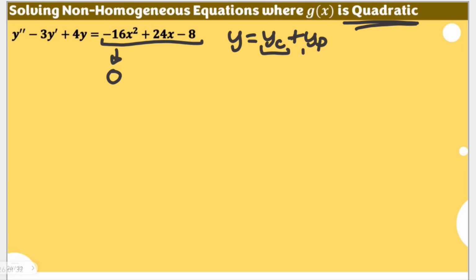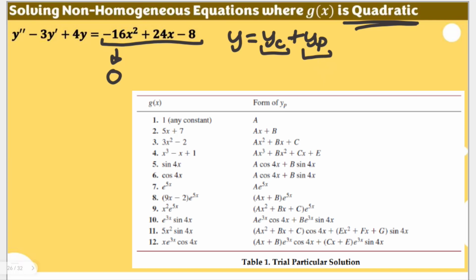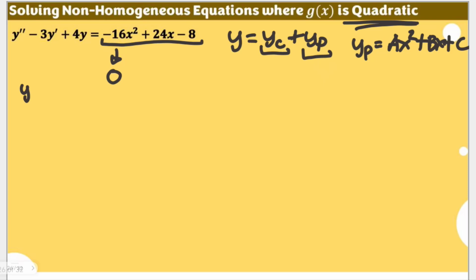Now for y sub p, this is what we call the particular solution of the equation, found by solving the coefficients presented in this table. This table here shows the correct forms of y sub p per g of x. Since our g of x is quadratic in form, we are going to use the third row, giving us this form, ax squared plus bx plus c. We are going to solve later on for the a, b, and c coefficients that will allow us to come up with the correct y sub p, which will be paired with whatever y sub c we will be solving later. So let's start first with y sub c.